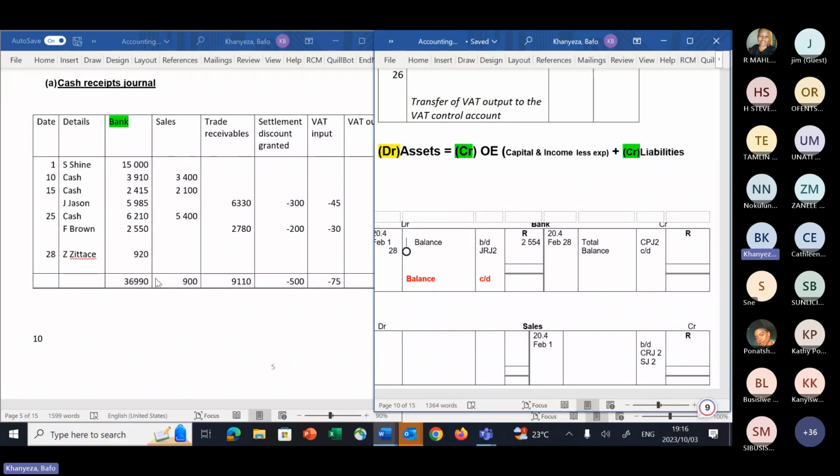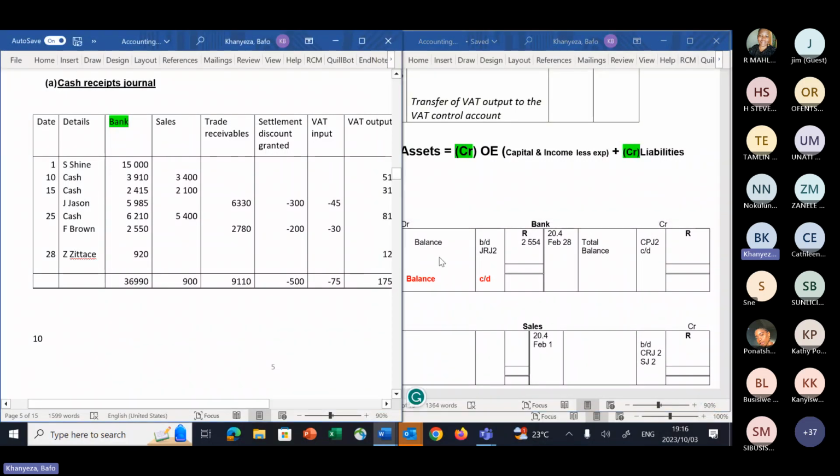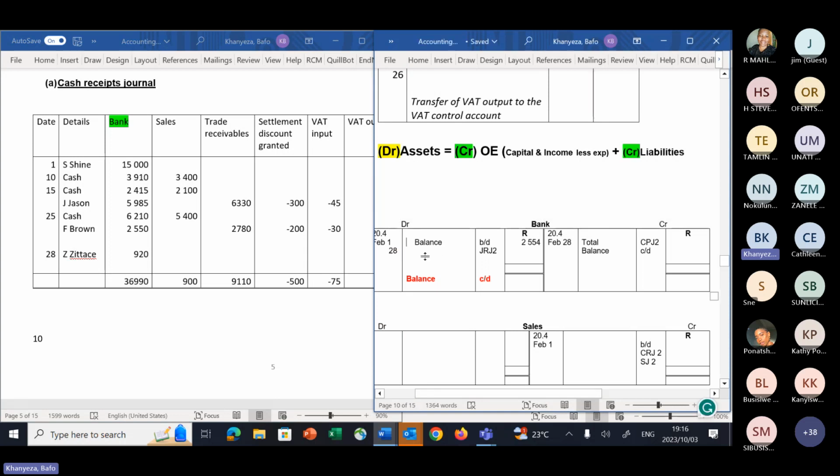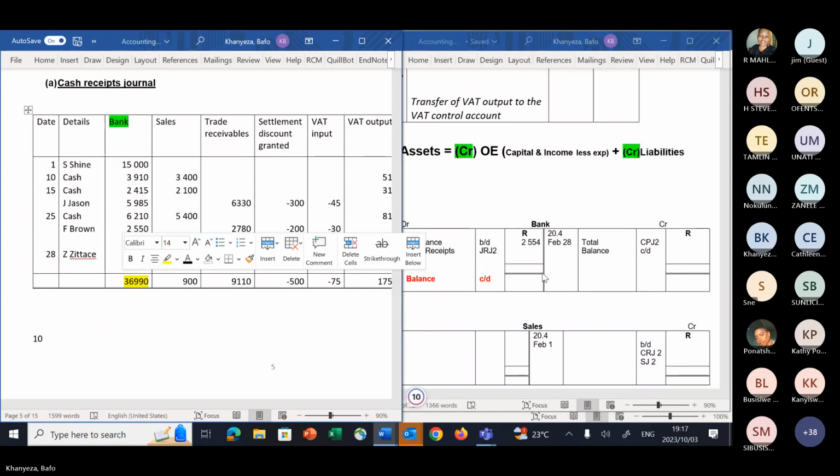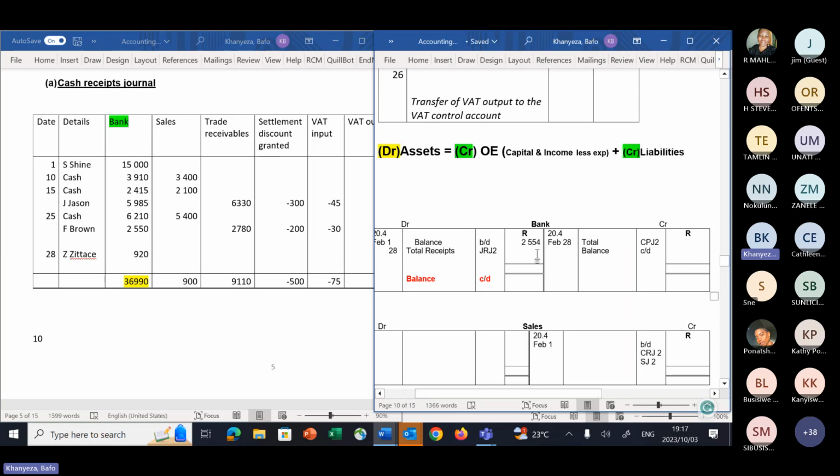Then from there, what do we have from the cash receipts journal? From the cash receipts journal, we have total receipts. It's at the end of the month now. We are posting, which is how much? Which is this 36990. We are debiting it because it's an asset.